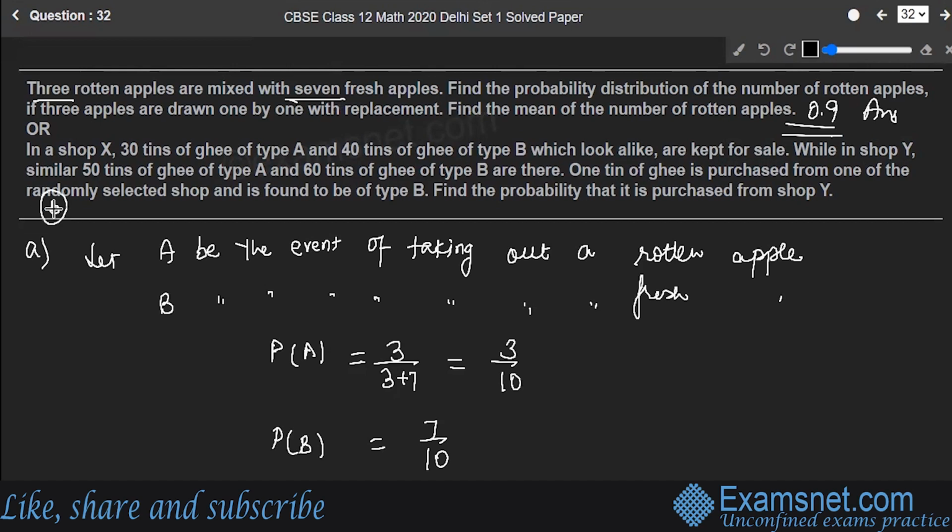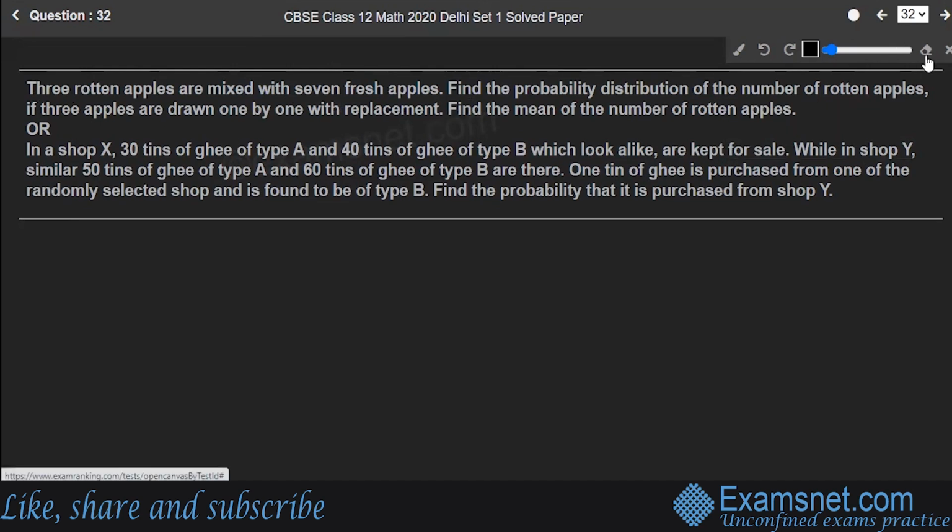B option. This is a choice question. So I'm going to erase the whole screen now. It says in a shop X, 30 tins of ghee of type A and 40 tins of ghee of type B.